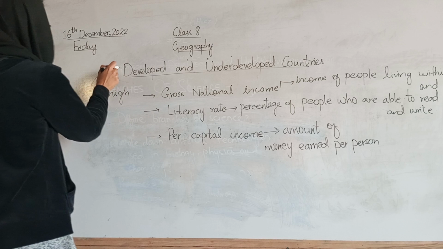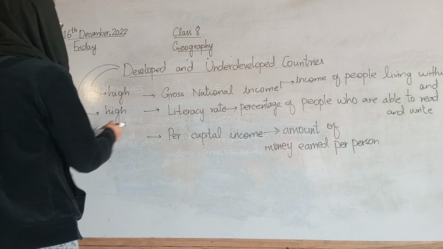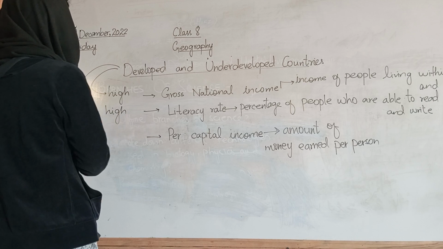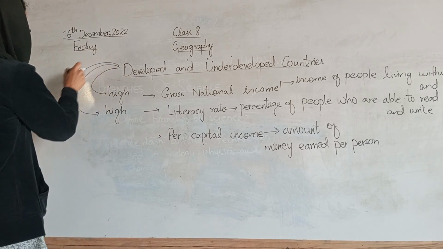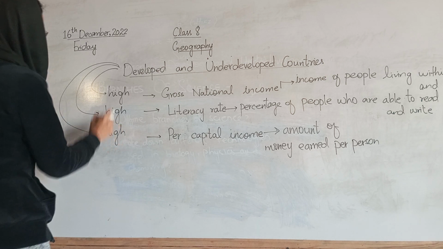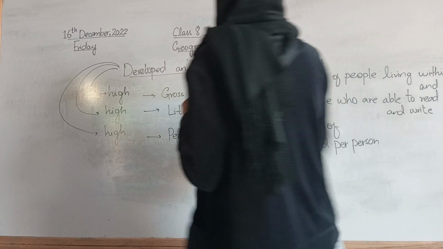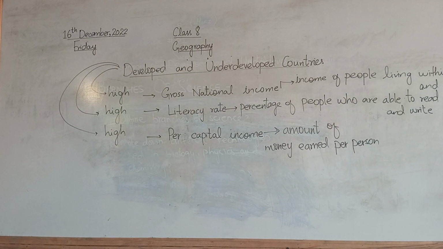And if I talk about literacy rate, they have a high literacy rate. Like the USA literacy rate is around 99%, so you can guess from it. And if I talk about per capita income, it's also high in the case of developed countries. And if we talk about the underdeveloped countries, their gross national income is very low, their literacy rate is very low, and their per capita income is also very low.